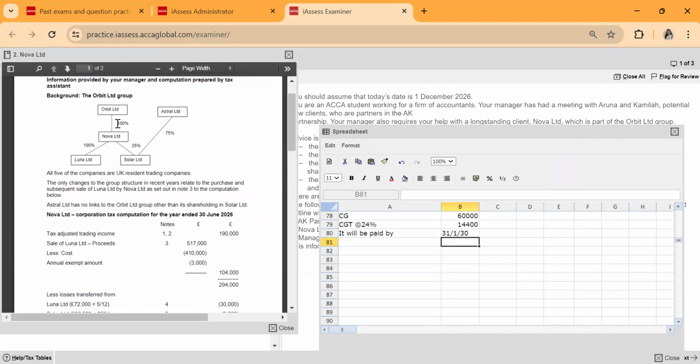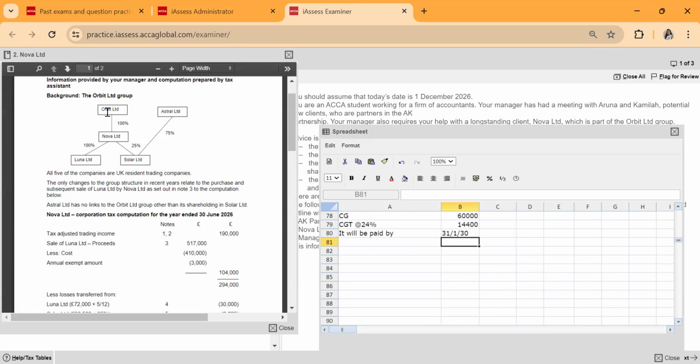You can see Orbit Limited is having 100% holding in Nova, so they are part of the group. Okay, all five of the companies are UK resident trading companies. The only changes to the group structure in the recent years relate to the purchase and subsequent sale of Luna Limited as set out in note 3 to the computation below. So we will see note 3. Astral Limited has no links to the Orbit Limited group other than its shareholding in Solar.